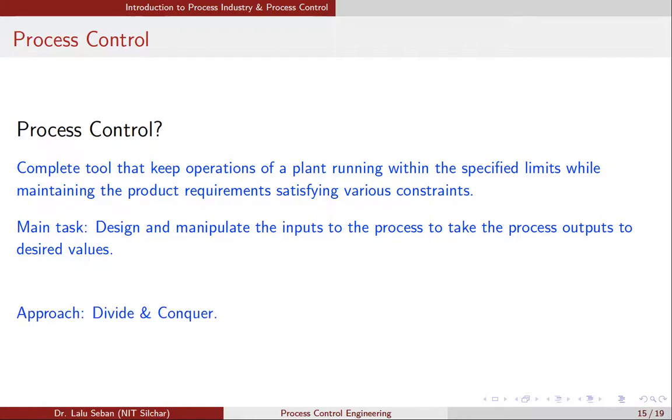Now, how can we approach process control in an industry, in a plant? Since, as you have seen, a plant is a very big entity, we have to approach it with the divide and conquer method. This is clearly explained in the next video, where we will be discussing the process control hierarchy.